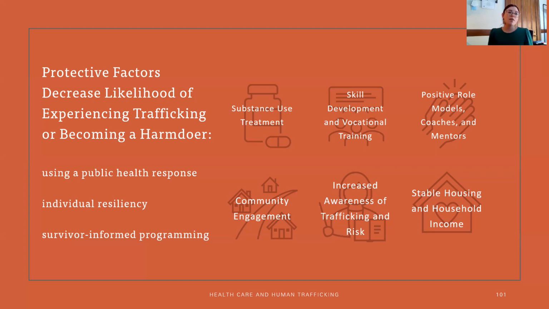The number one thing that can deter a child who has experienced violence in the home from becoming a harm doer is having one safe adult. Community engagement. What are they doing in the community? Are they involved in sports teams, extracurriculars, volunteer programs? Are they able to access those services? Increased awareness of trafficking and risk. Do they even know what human trafficking is? Or do they just know what they've seen on social media and in movies, right?